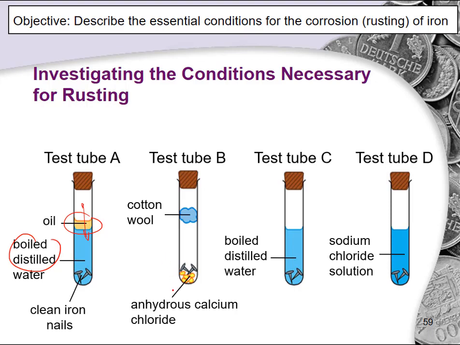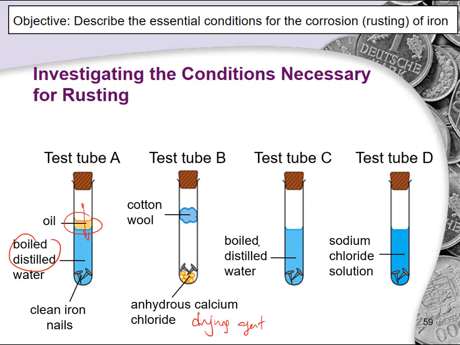In B, anhydrous calcium chloride is the drying agent. It absorbs moisture. So in this test tube B, there is oxygen. Obviously, there's air, there's oxygen. But because of this drying agent absorbing away all the moisture in the air in test tube B, the iron nail doesn't have water for it to rust.